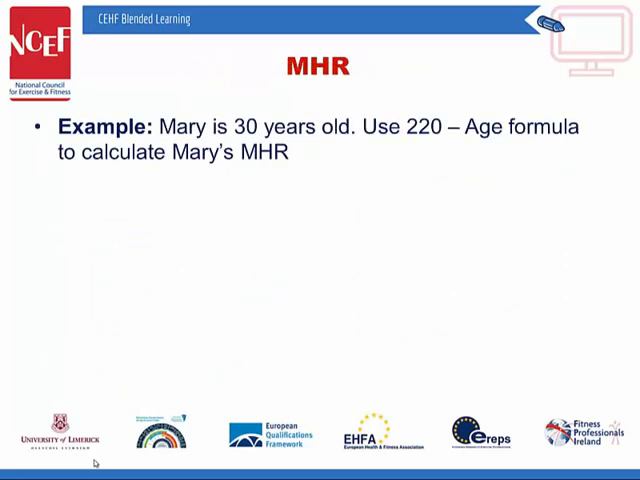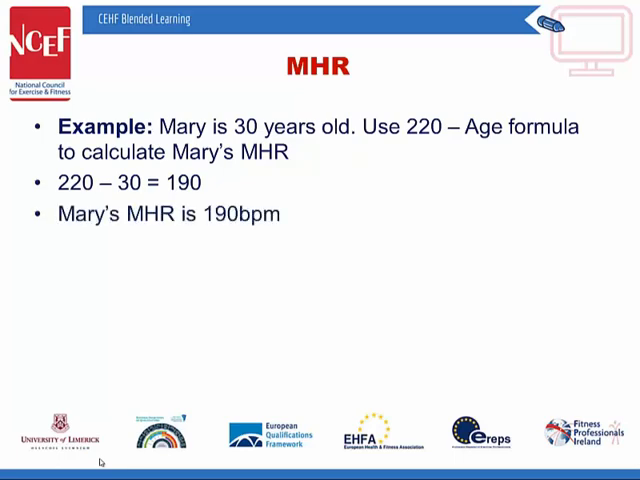How does it work? For example, Mary is 30 years old, so we're going to use the 220 minus age formula to calculate Mary's maximum heart rate. The first thing we do is subtract the age from 220, so 220 minus 30 equals 190. So Mary's maximum heart rate is 190 if we use this formula.